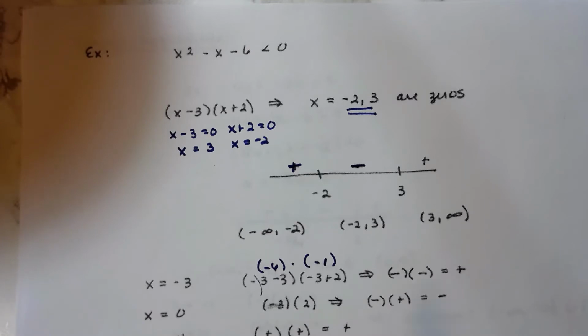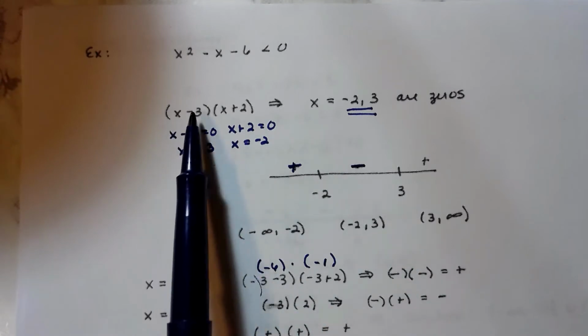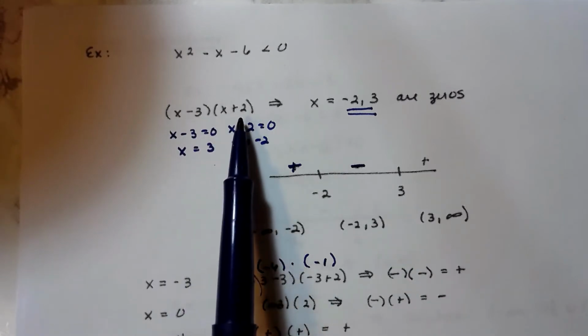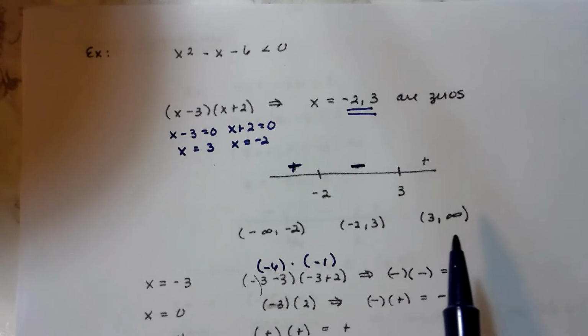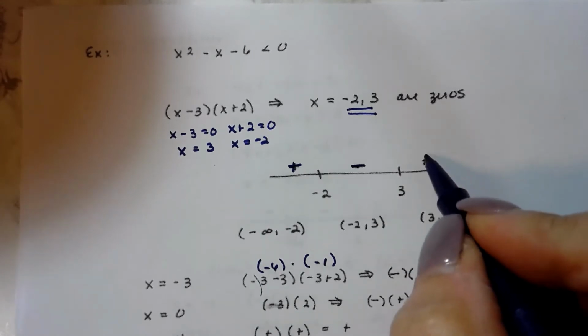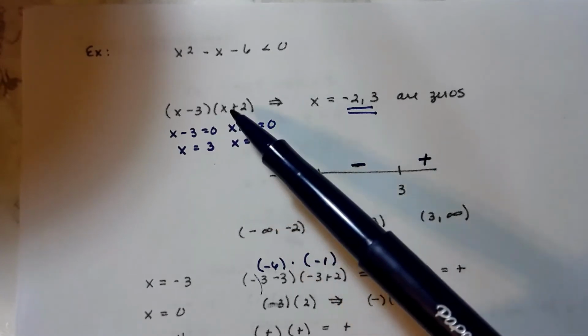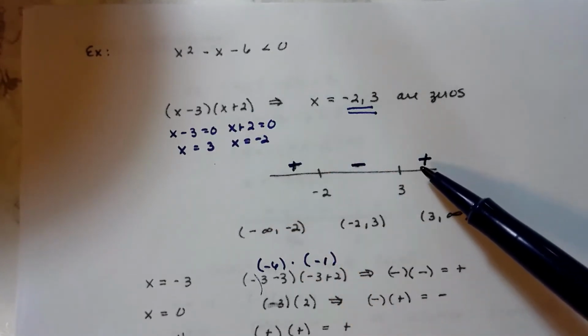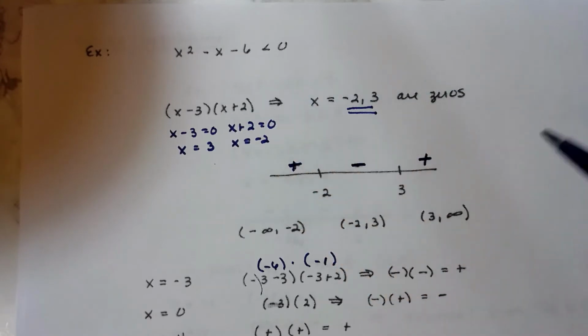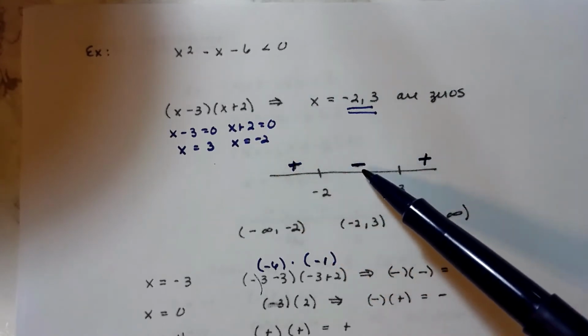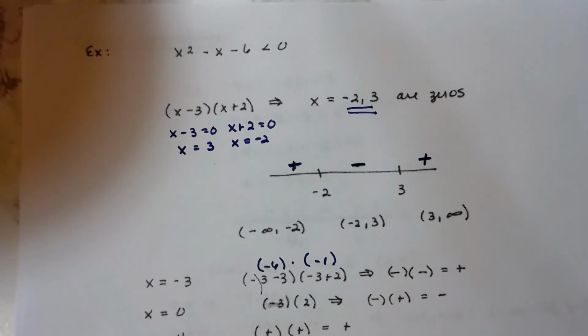And finally, when I plug the 4 in, I have 4 minus 3 is 1, and 4 plus 2 is 6, and a positive times a positive gives me a positive. So from 3 to positive infinity, any number I choose, if I plug a 10 in here, a positive times a positive is going to be a positive. If I plug 200 in there, a positive times a positive is positive. So I'm going to have positive, negative, positive. My signs are going to alternate, not always, but in this case, about those key numbers or zeros. And what does that mean?